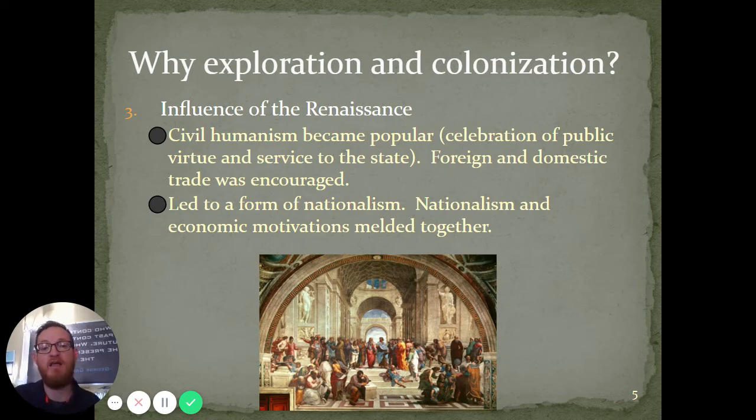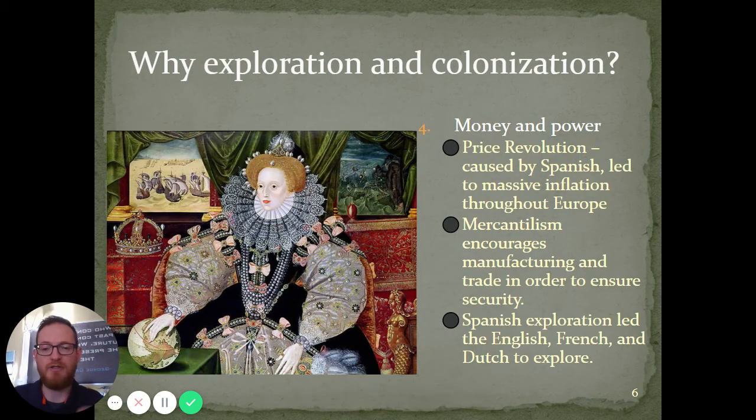And like I said there, this led to a form of nationalism where you're going to see that nationalism and economic motivations melded together, and where people saw it as very important at promoting the state and promoting their country. There was this pride that you had in the area that you were from, and you were trying to do the best for your country.